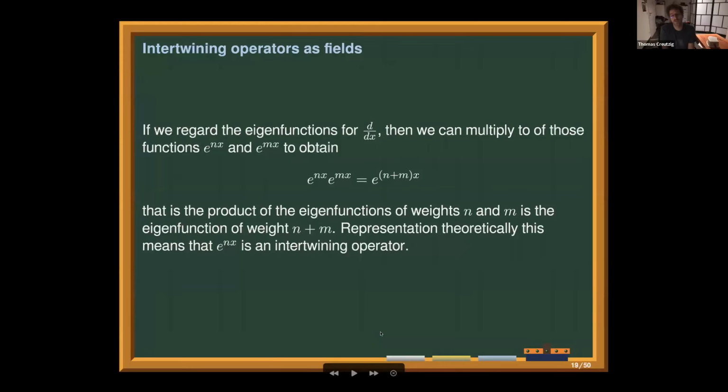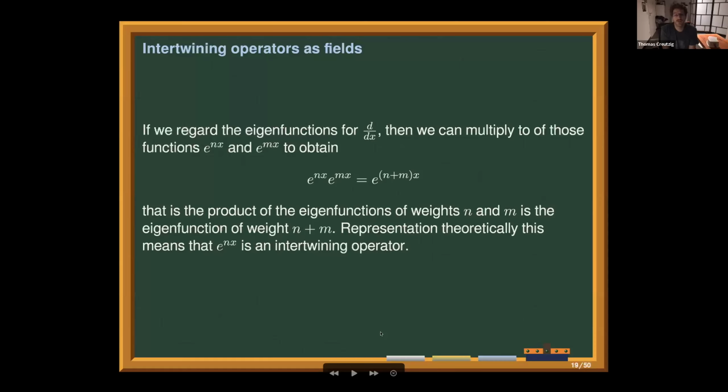So what other structure do we have if we look at functions? The functions are acted upon by this differential operator. And if we have two functions, then we can multiply them, and the product is again a function. Here, for our eigenfunctions of the differential operator d/dx, this is quite simple, because e^(nx) times e^(mx) is just e^((n+m)x). In particular, if we have the eigenfunction of eigenvalue n times the eigenfunction of eigenvalue m, then the product is the eigenfunction of eigenvalue n plus m.